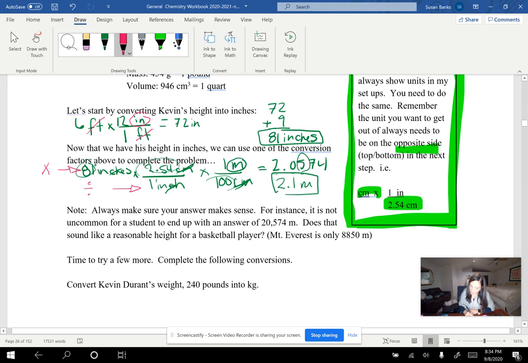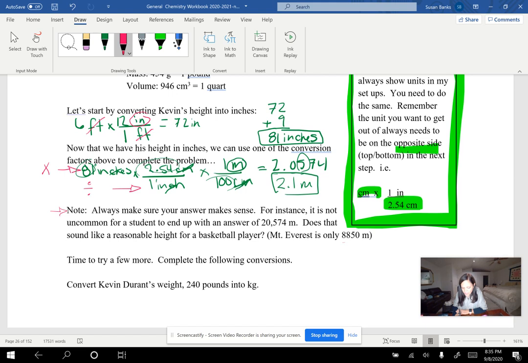The other thing I also want to point out is to make sure that your answers make sense. Give yourself kind of a gut check. For instance, it is not uncommon for a student to end up with an answer of 20,574 meters. Can a person really be that tall? Does that make sense for a reasonable basketball player height to be that tall?